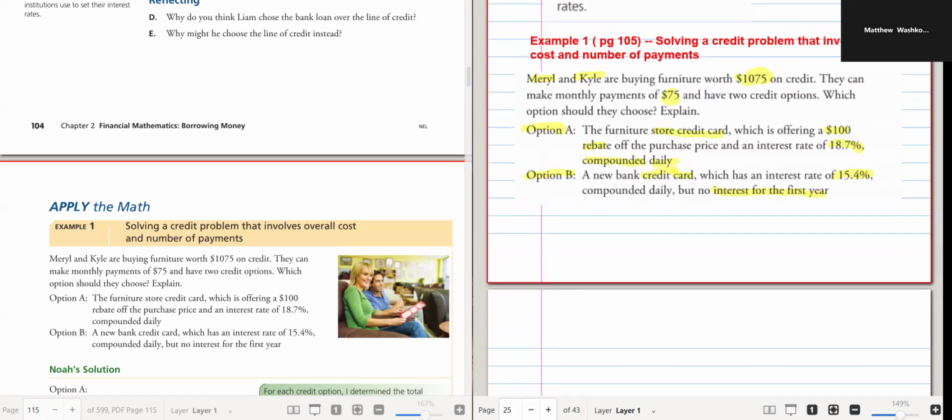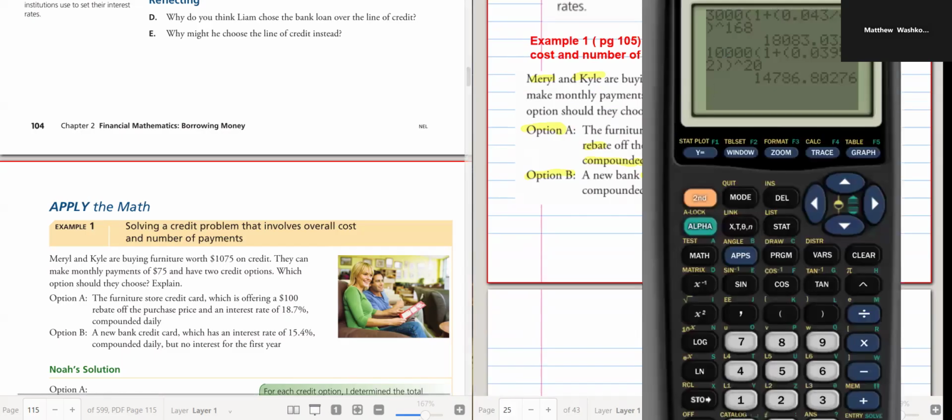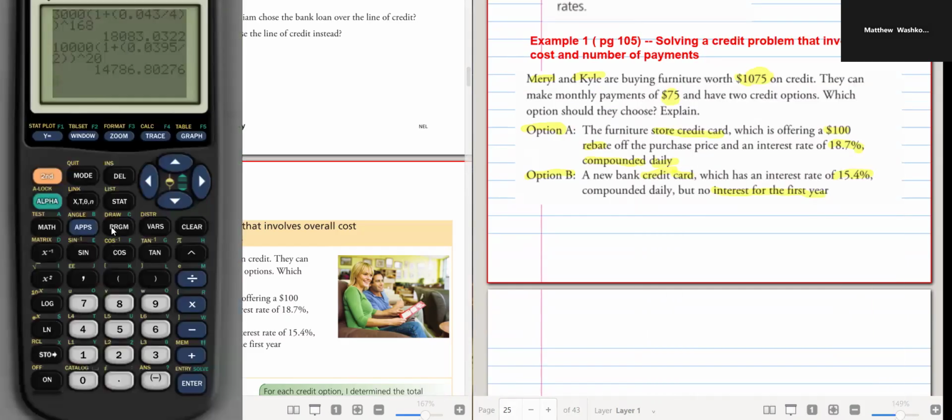So let's run through this here. I'm going to use my calculator. Clear that out. We're going to look at option A. Again, apps, finance, TVM solver. Let's clear all this out of here. Zero. There you go. Okay, so number of payments, I'll come to that in a second. I'll leave that at zero.